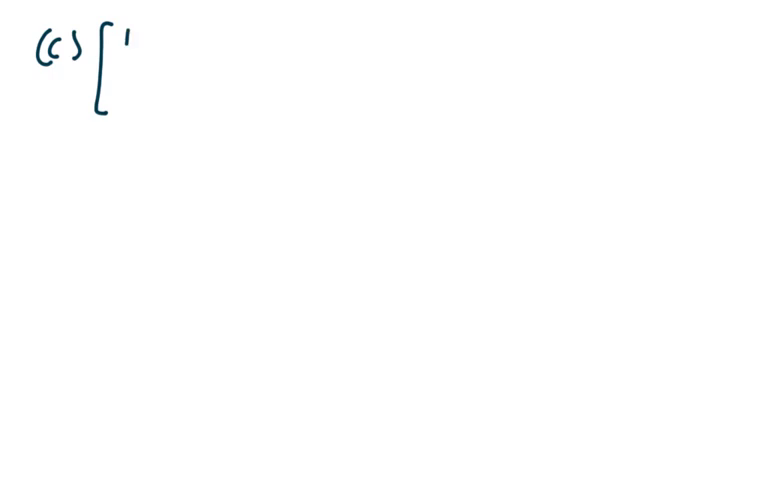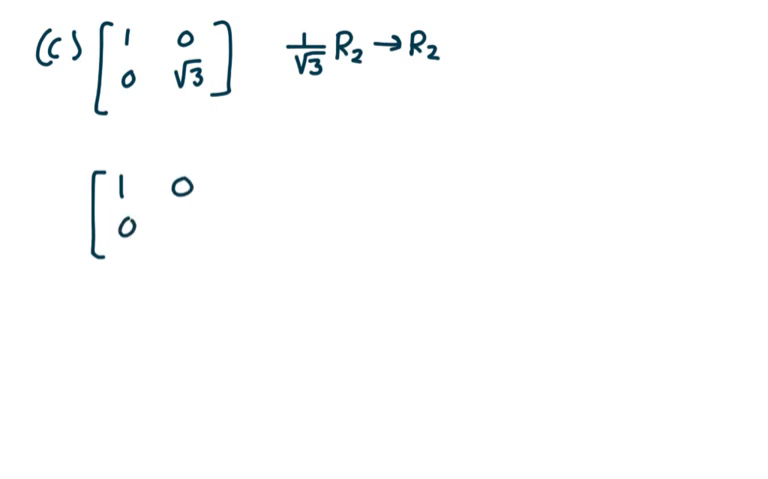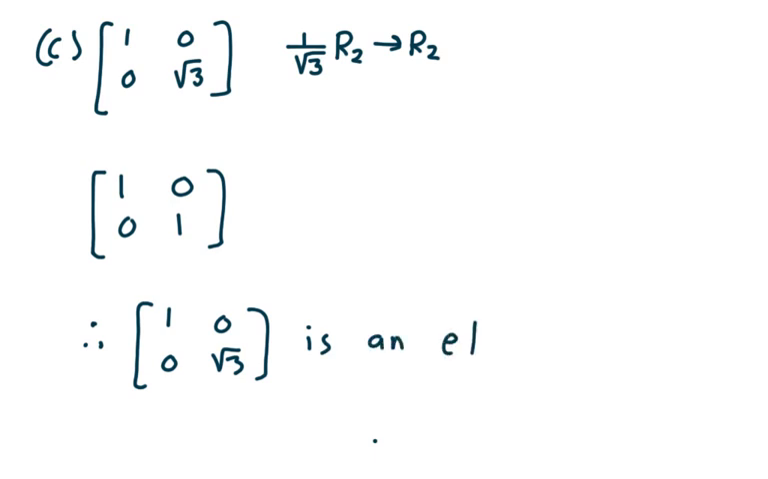And then let's take a look at C. Suppose I give you the matrix 1, 0, 0, square root of 3. Can I arrive at the identity matrix with one single elementary row operation? The answer is yes, because if I take 1 over square root of 3 times row 2 and put the result back into row 2, I'm done. Notice how I get the identity back. And so, therefore, the matrix 1, 0, 0, square root of 3 is an elementary matrix.